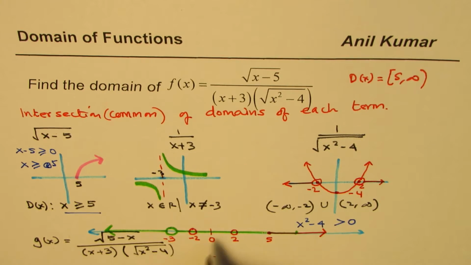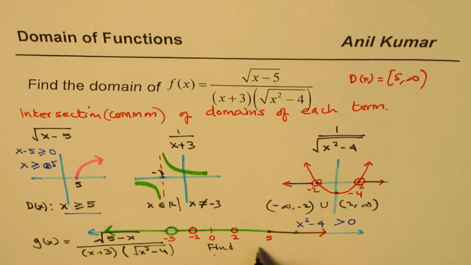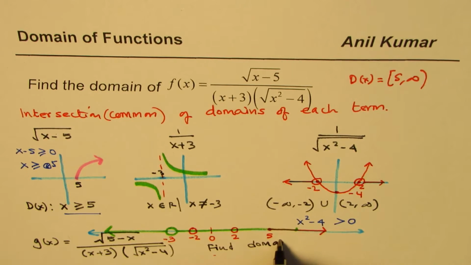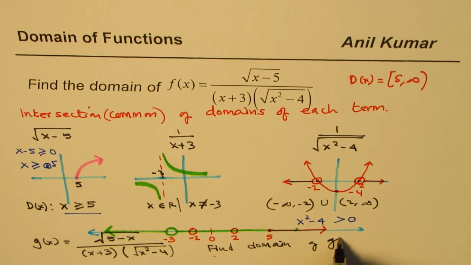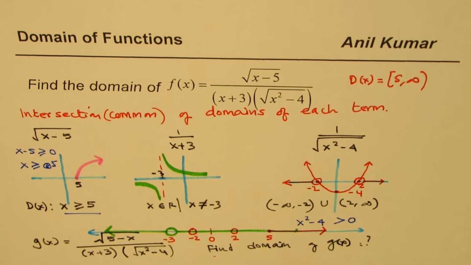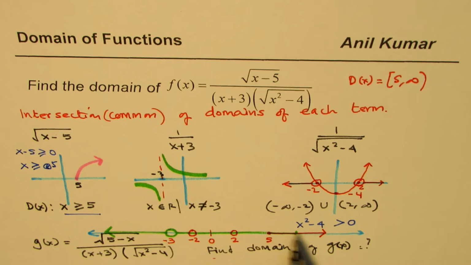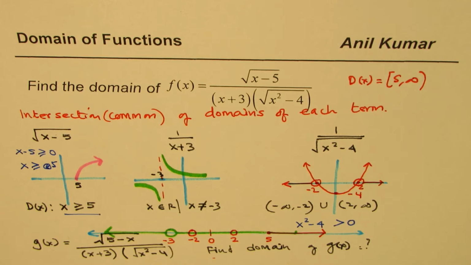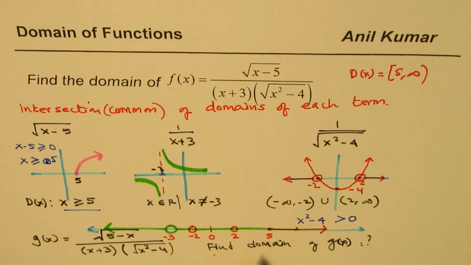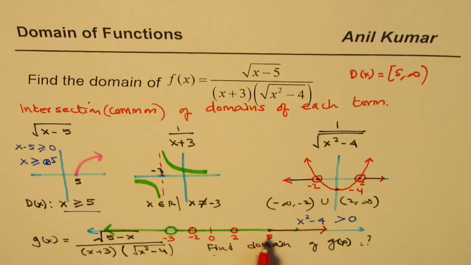Do you see? For g of x, find domain of g of x. That is the question for you. Okay? So basically the only change is this red line going to the right will now go towards the left, and then you have to write domain of g of x. Do you see that? So that's the question for you. You can pause the video, write down your solution, and here is your answer.